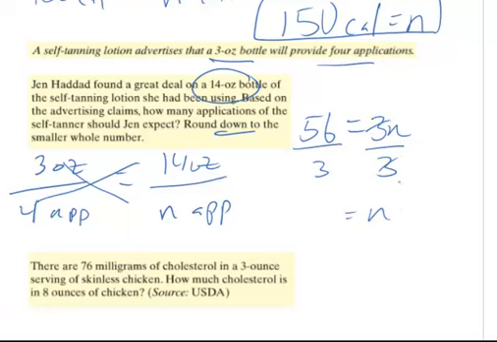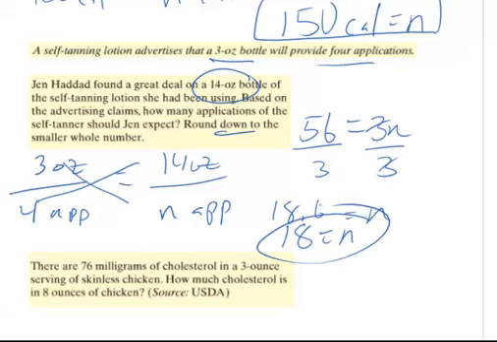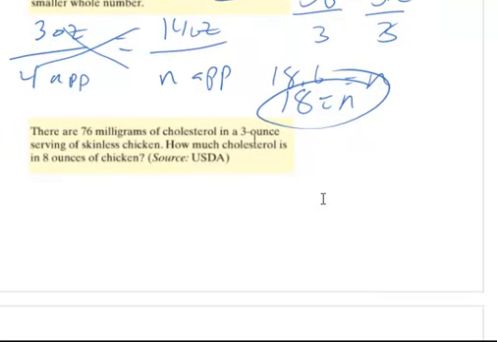And so if I take 56 and I divide it by 3, I'm coming up with 18.6, and there's a lot of other numbers after that. But I want you to notice the directions that tell me to round down. I couldn't actually say we can get 19 applications. We could get 18, and we'd have a little bit left over, but we really wouldn't have enough to get that 19th application. So we can only do this 18 times.